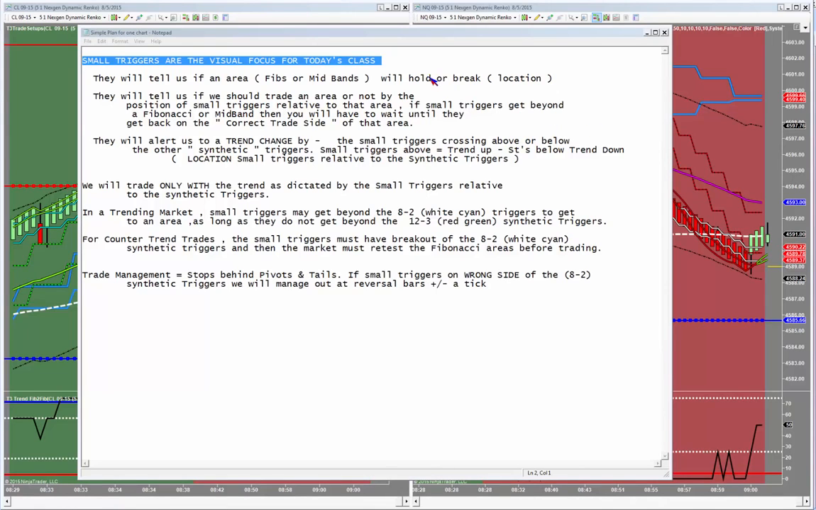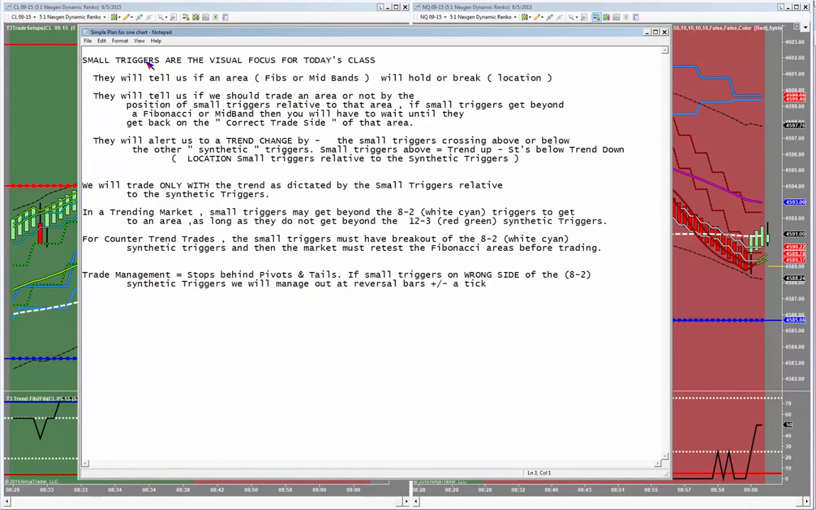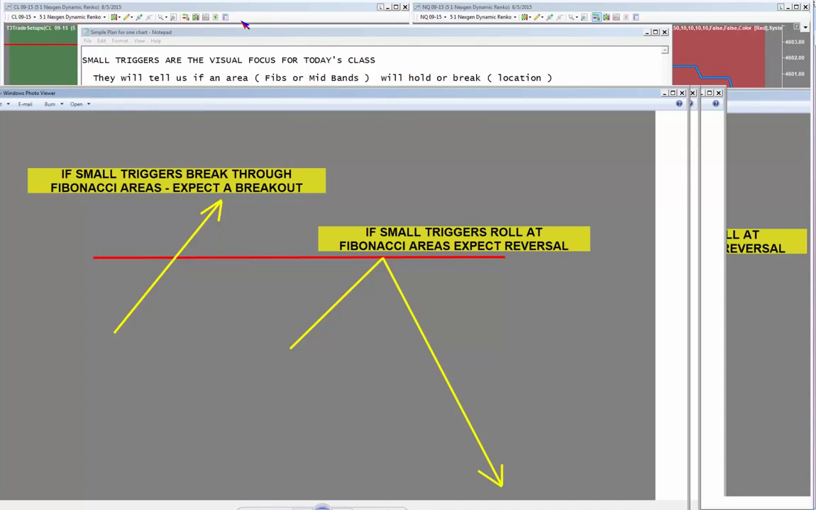All right, so working towards one chart. Again, looking at our small triggers, just want to have you guys have a visual focus on an indicator. Okay, so small triggers relative to everything is what we're going to be doing today. And again, if they tell us an area is going to hold or break, it's a very simple concept.